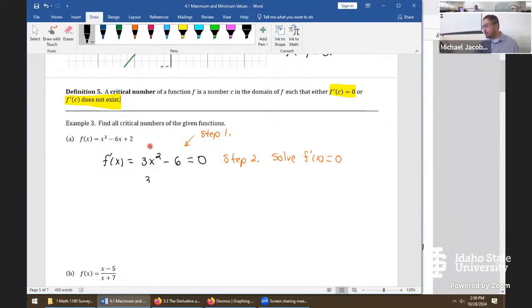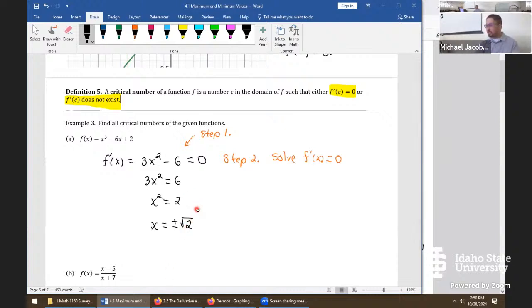Add 6 to both sides, and we have 3x squared. Divide both sides by 3. We have x squared equals 2. Next step is to take the square root of both sides, and we get x equals plus or minus root 2. At this stage, we're done.